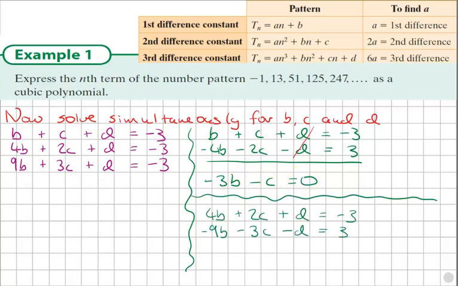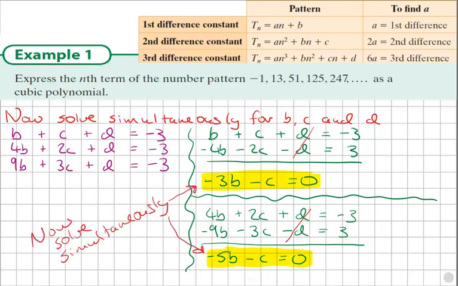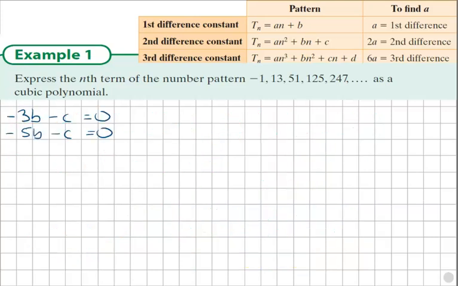Then I take 2 more of my equations. I'm going with the middle one and the bottom one, and I'm changing the signs of the bottom one so that the d's will cancel. I'm left with -5b minus c is equal to 0. And then I take both of the equations that are now in terms of b and c that have no d's in them, and I solve them simultaneously.